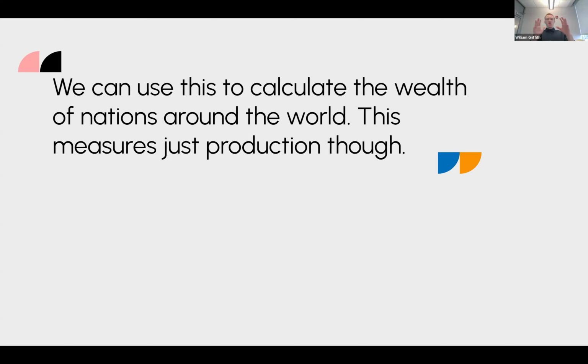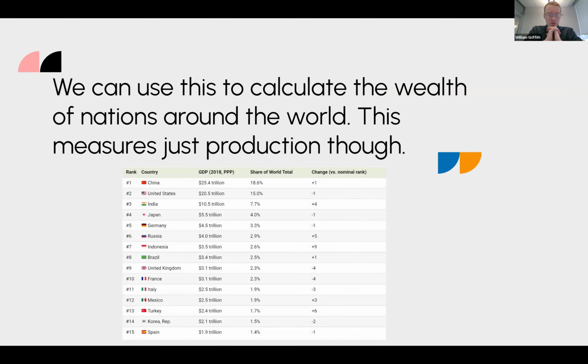So now we can use our knowledge of GDP and its calculation to measure the wealth of nations around the world. Here's a list of countries and their GDP. China with 25.4 trillion, US with 20.5 trillion, India $10.5 trillion. This is in 2018. Also notice countries like Finland not even cracking the top 15. But this is a good way of noting which country has more production.